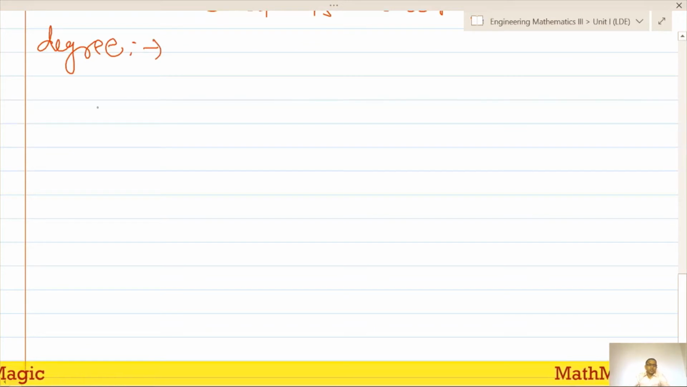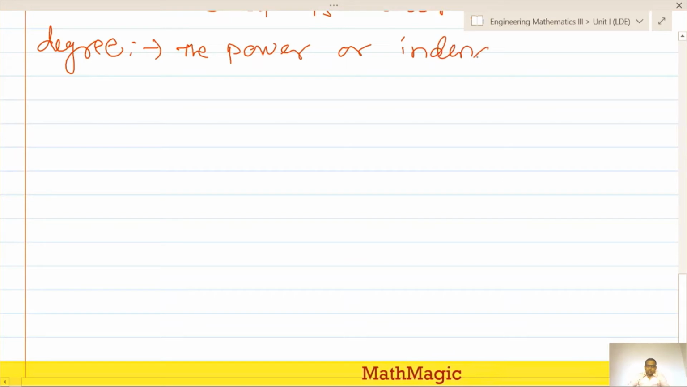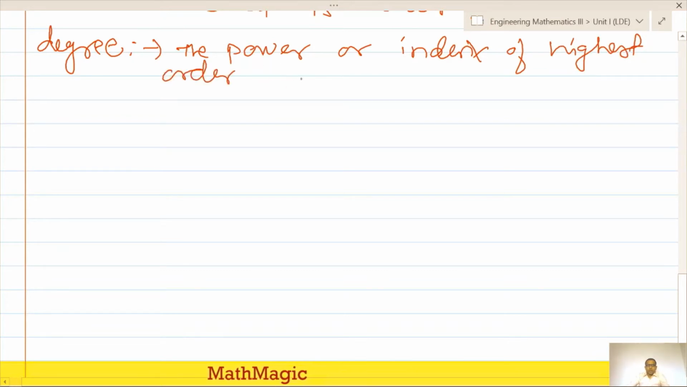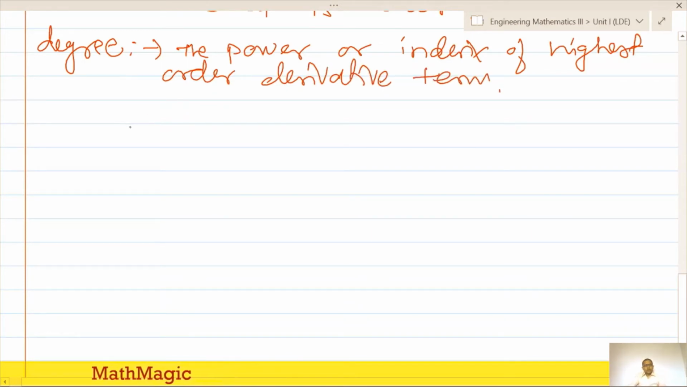What is meant by degree? Whatever the power or index of the highest order derivative term in the equation, that will be the degree of the differential equation.